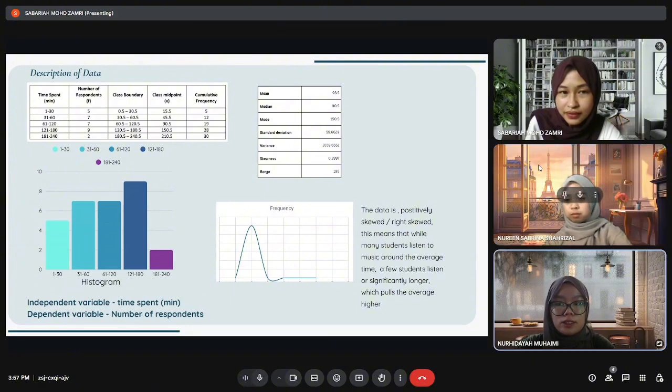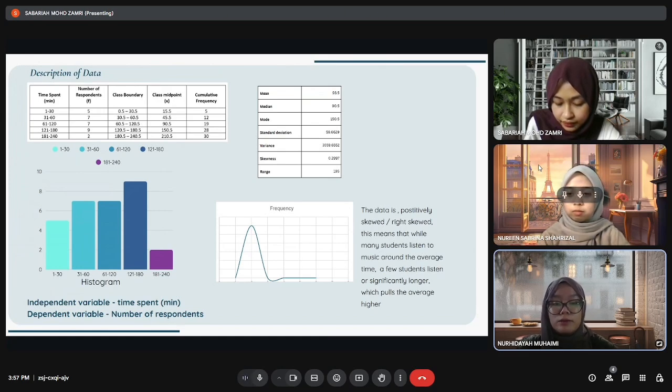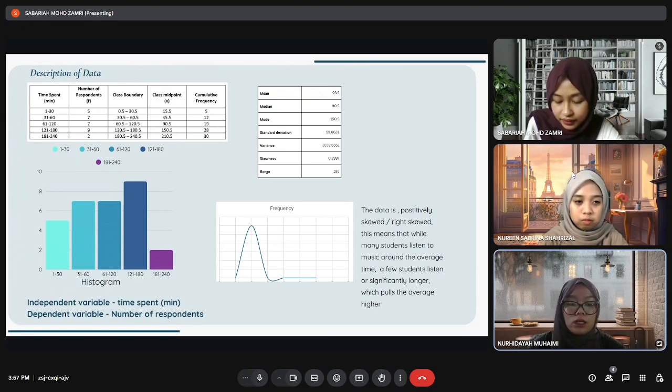Next, for the description of data, the frequency table. This table shows how many students fall into each time range for listening to music each day. We also calculated the class boundaries and midpoints to help with statistics like mean and standard deviation. And cumulative frequency shows how the responses add up over each time range. And then the histogram gives us a visual of the data.